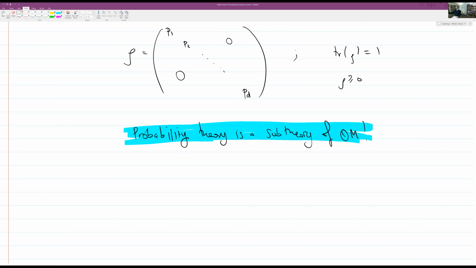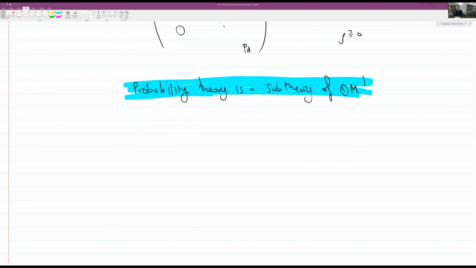Okay, I've told you about preparations, that took a while. Now let me tell you about measurements. I'm going to tell you about the middle bit, dynamics last. So postulate 3 tells us how to model detectors.